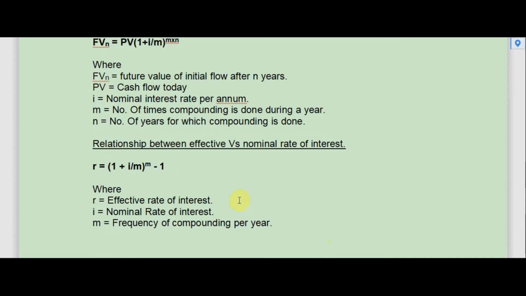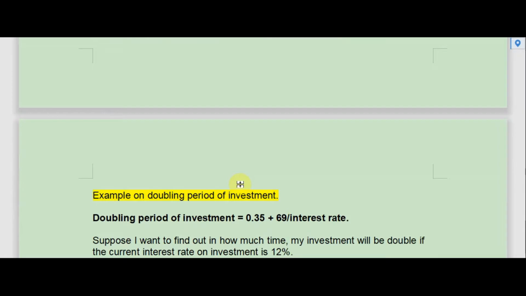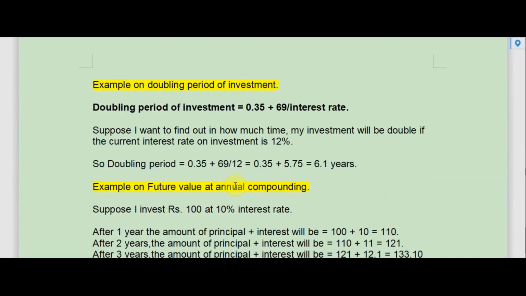Now let us come to the formula of relationship between effective versus nominal rate of interest. The formula is R = (1 + i/m)^m − 1, where R equals the effective rate of interest, i equals the nominal rate of interest, m equals the frequency of compounding per year. Now let us give some examples on these formulas.